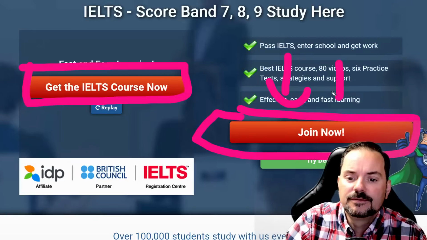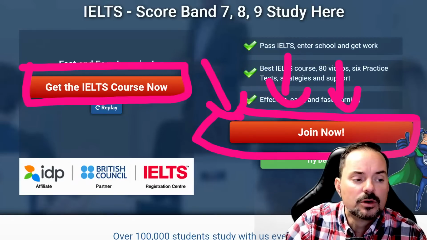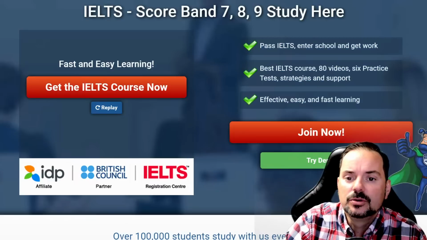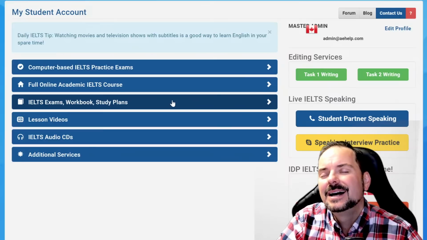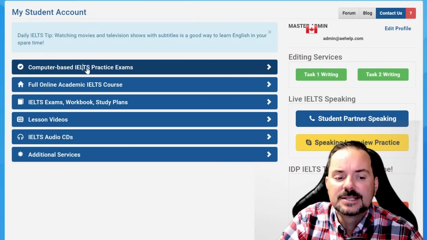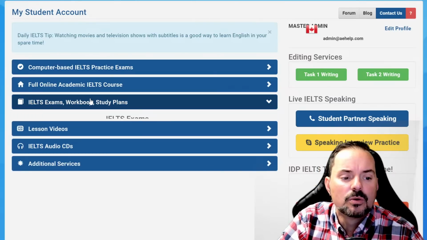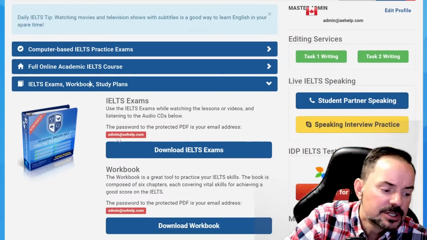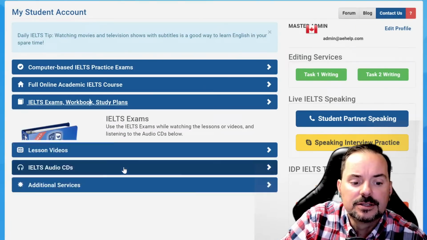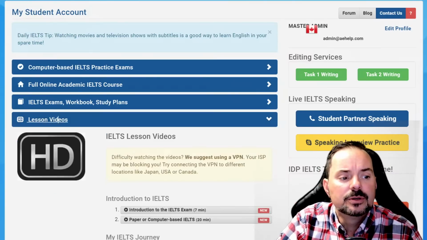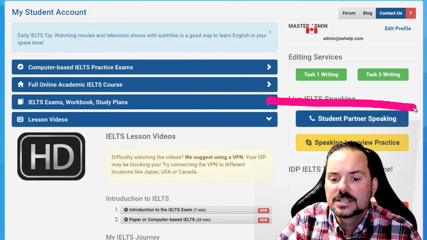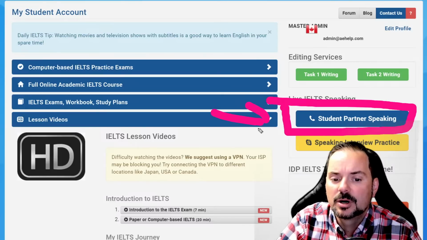And then once you've joined the premium course, you have access to your My Student account. In your My Student account, you have tons of goodies like computer-based practice exams, online course, exam books, and lesson videos, audio CDs. What we're doing right now is we're going to use this function of the site, which is the student partner speaking.